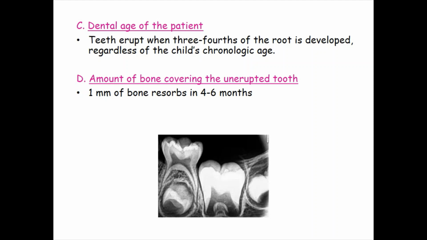If the tooth has already had three-quarters of the root developed, regardless of the patient's chronological age, the tooth will erupt soon. The amount of bone covering the unerupted permanent tooth is also important, as 1 mm of bone resorbs in 4 to 6 months. So if the thickness of bone above the permanent tooth bud is more, it will take more time, and hence a space maintainer is required.